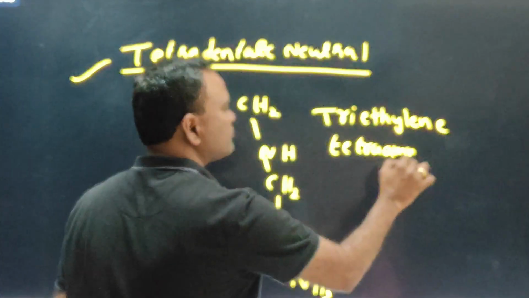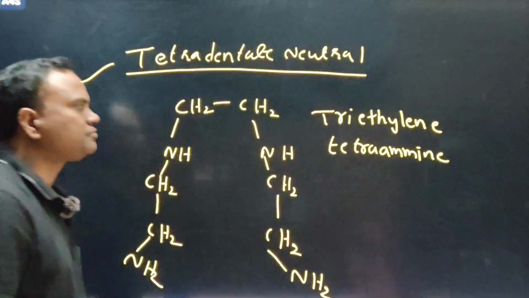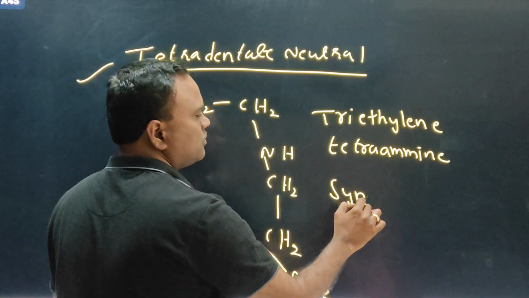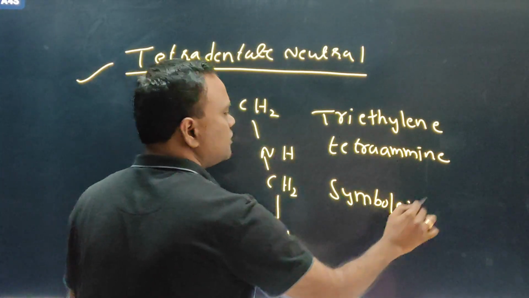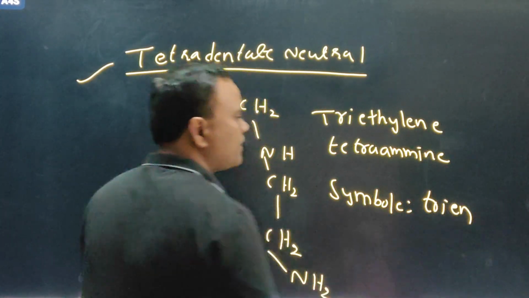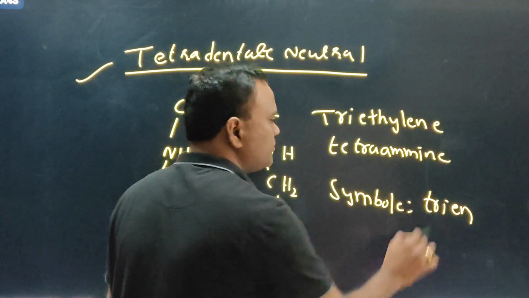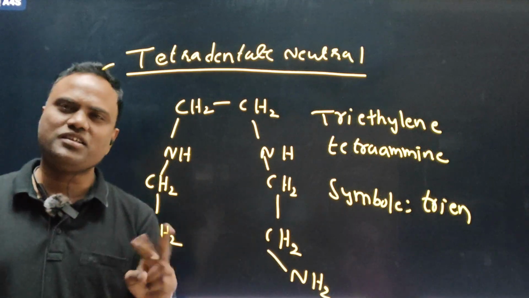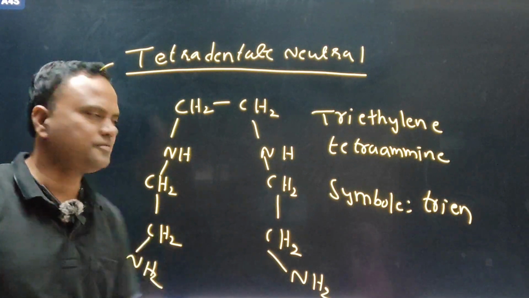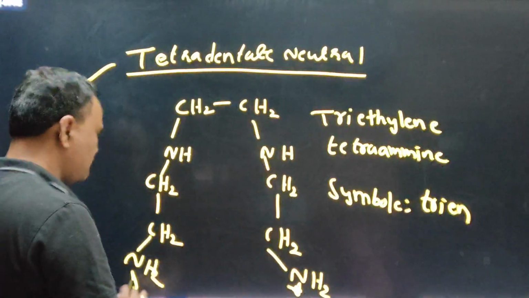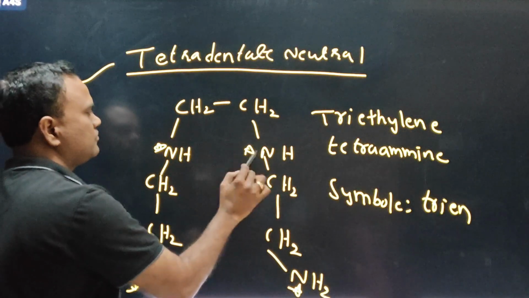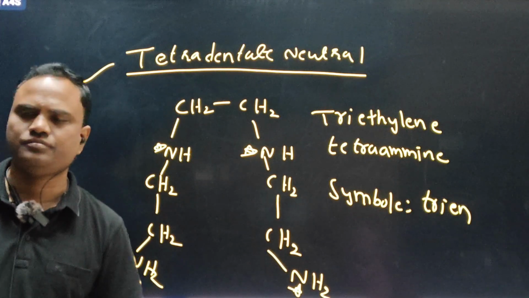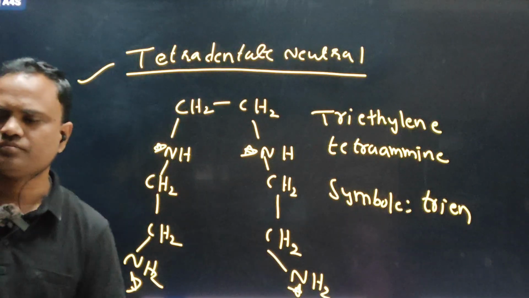Triethylene tetraamine. The symbol, you know, is trien: en, dien, next trien. See, we may get confused. Dien means tridentate ligand, trien means tetradentate ligand. Donors are nitrogen donors. en, dien, trien.